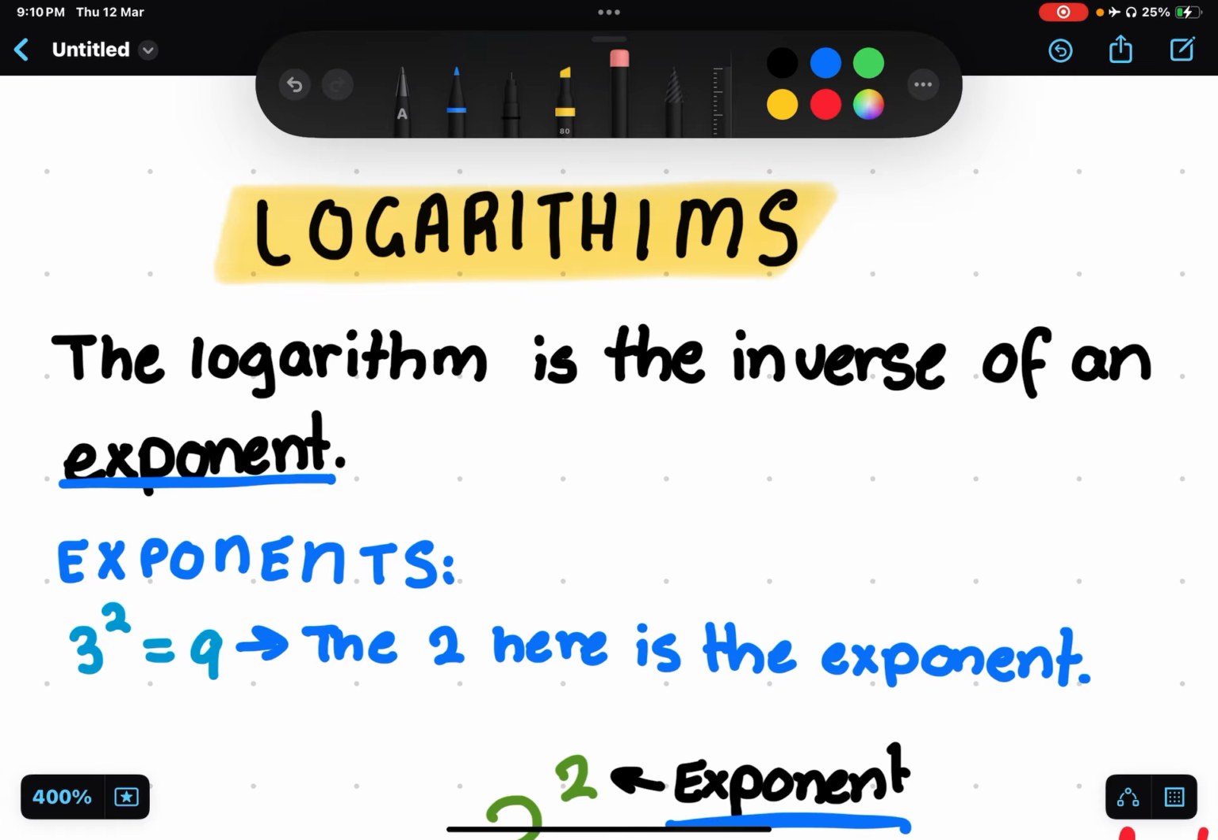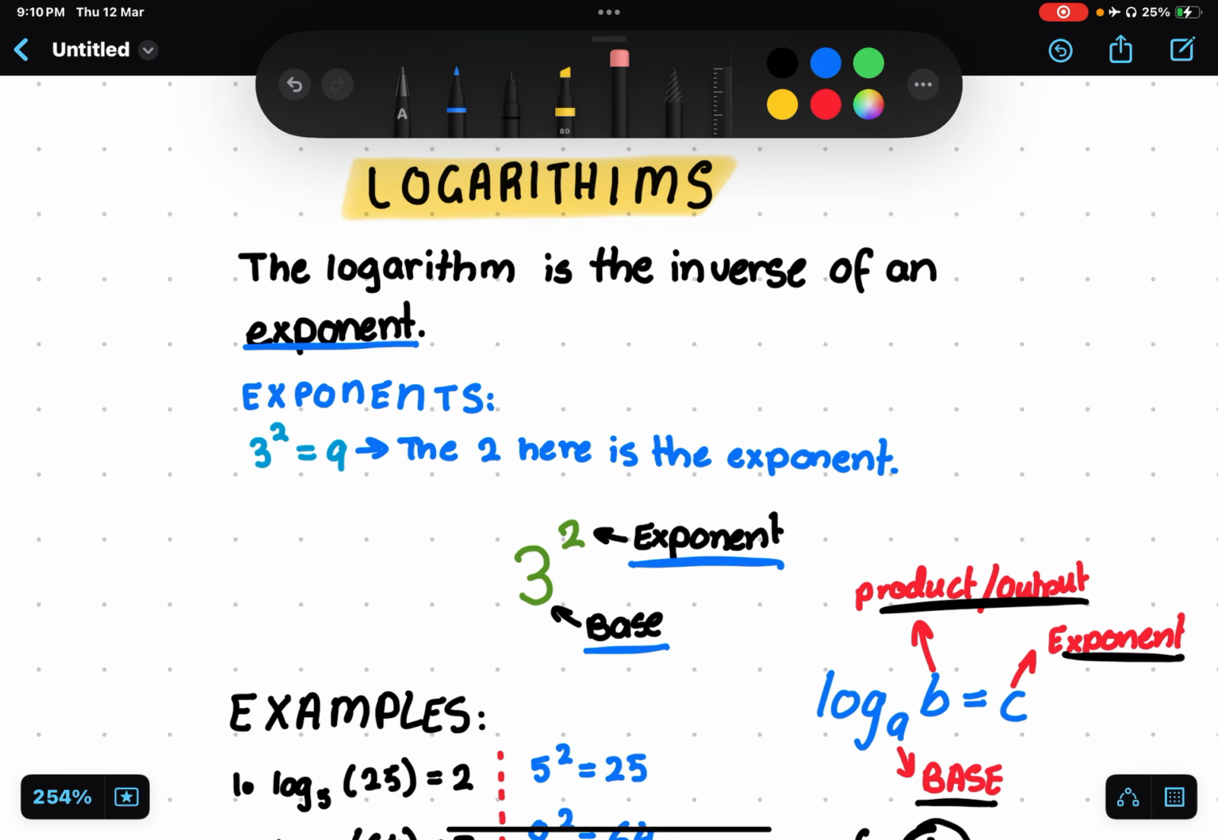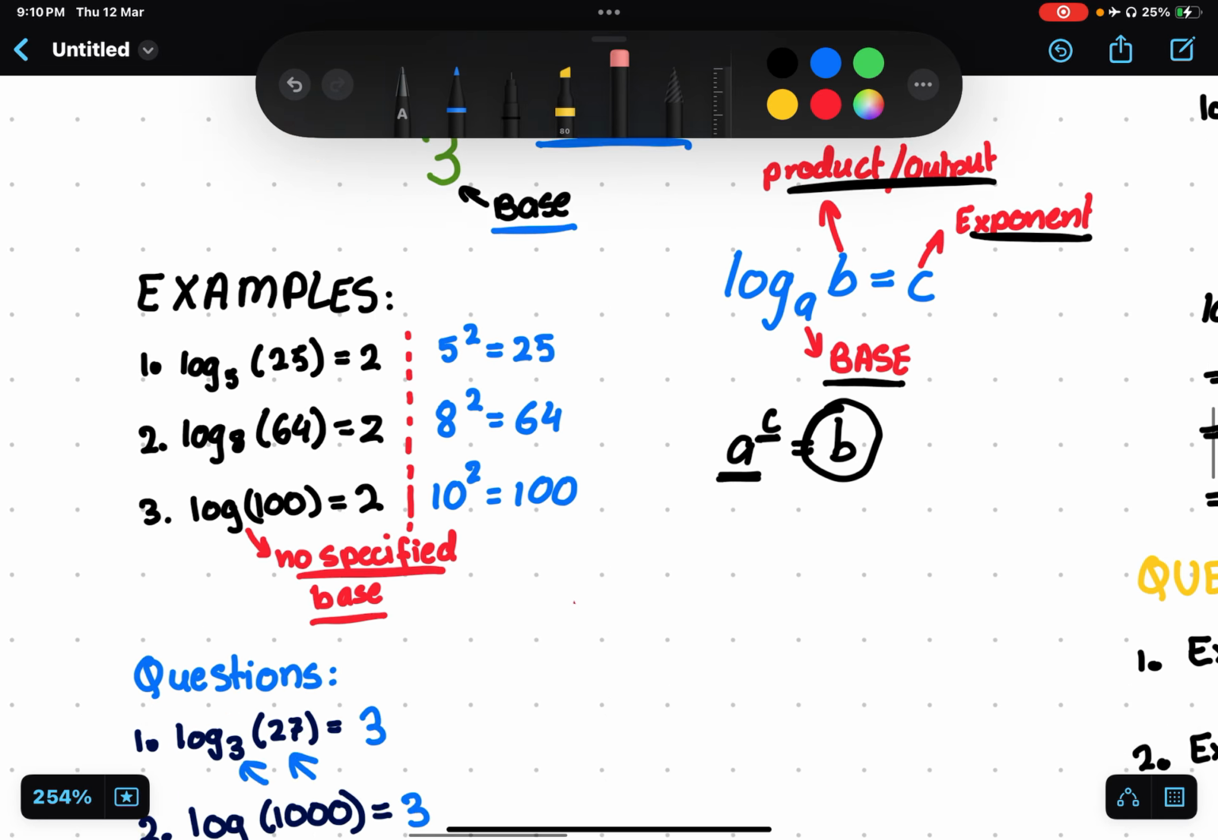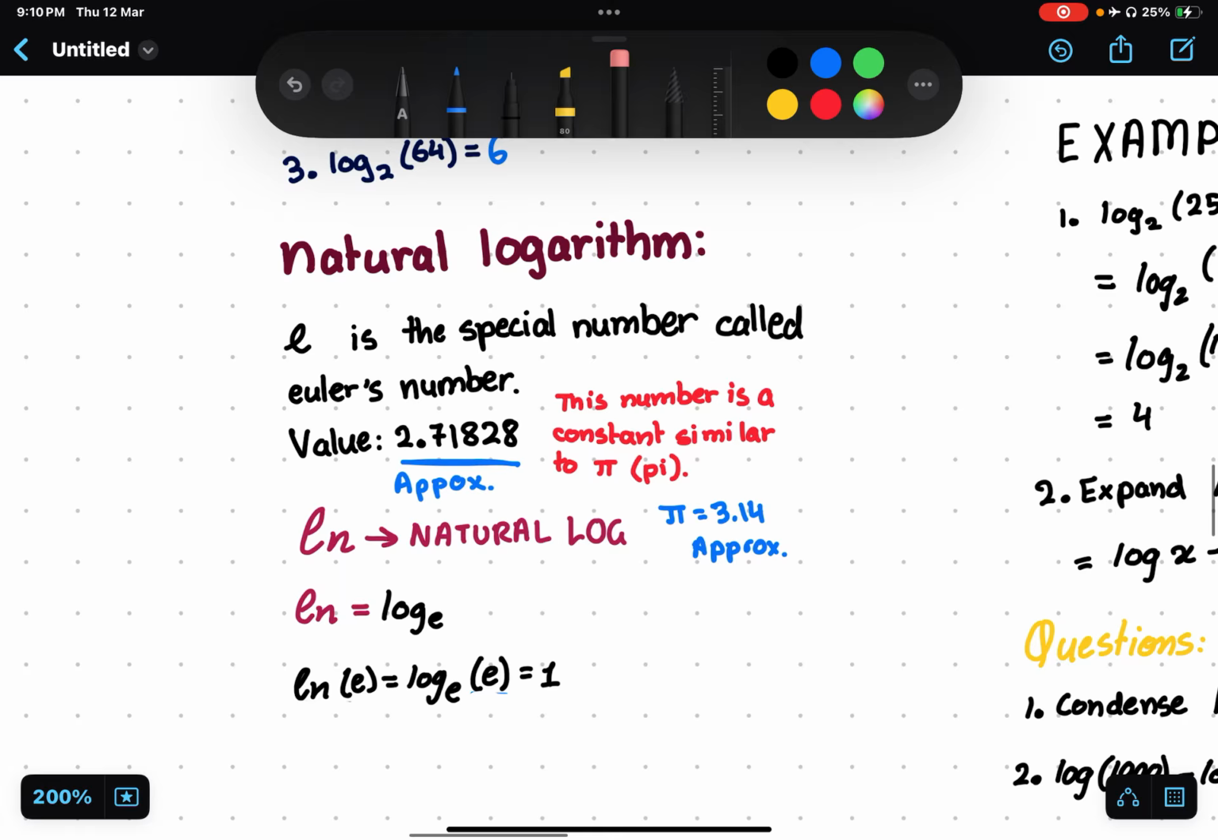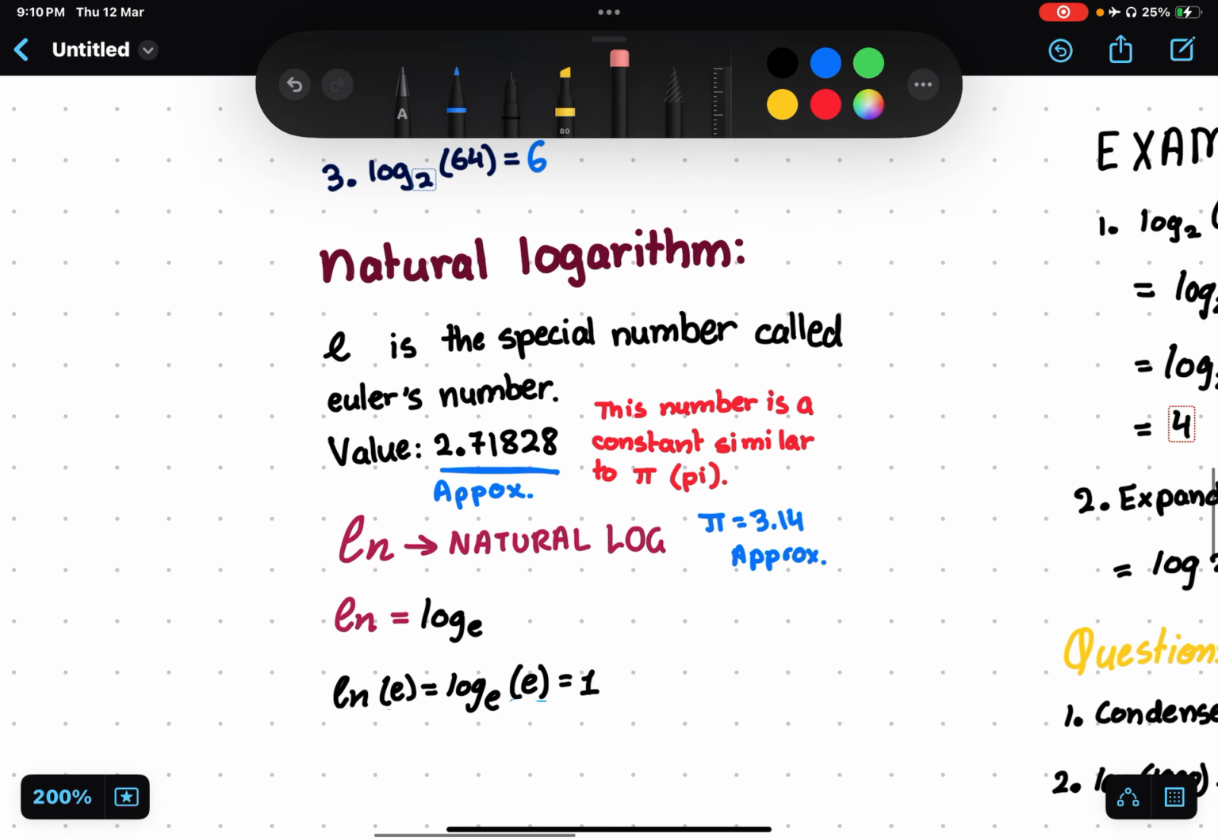In this video, I'm going to be continuing with logarithms. So this is part 2. In part 1, we talked about what logarithms are and why they're so important, the natural log. We talked about all of that.